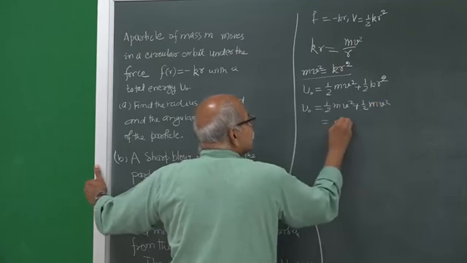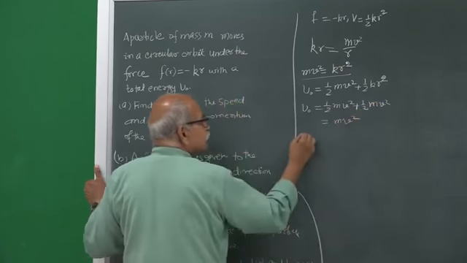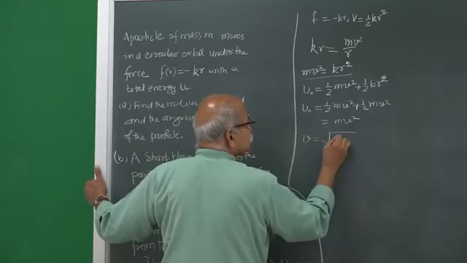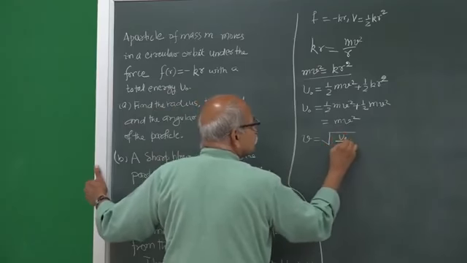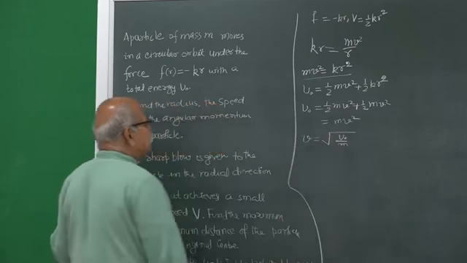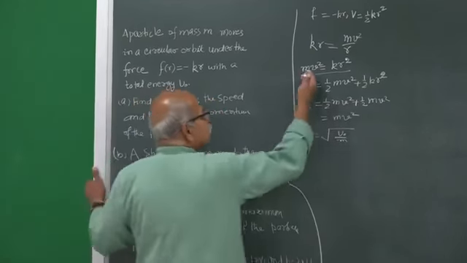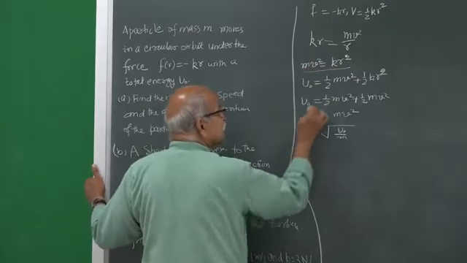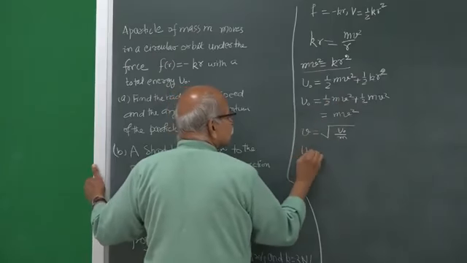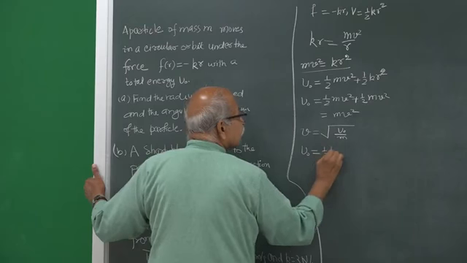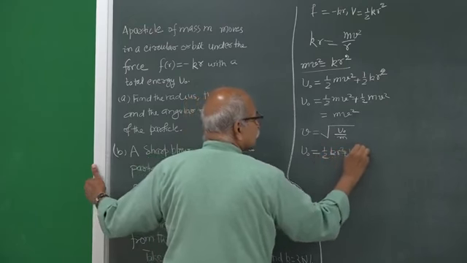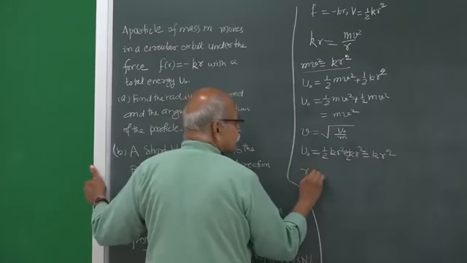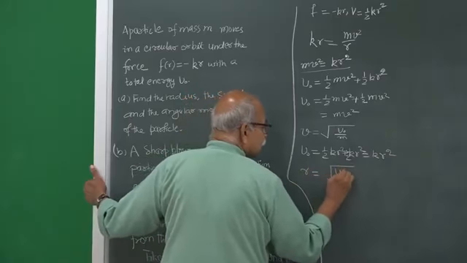So, which is m times v square u naught... therefore, v is equal to square root of u naught divided by m. So, that is the speed, and the radius you can obtain from anywhere. For the radius we write u naught is equal to half Kr square plus Kr square half. So, this is equal to Kr square and r is equal to square root of u naught by k.